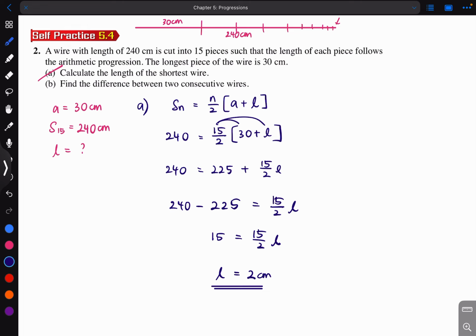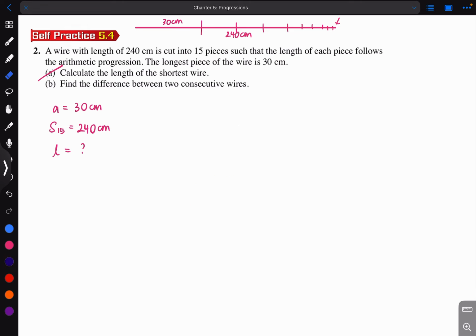Then let's try B. Find the difference between two consecutive wires. So we need to find the d. So we know l is 2 cm, and S15 is 240. Okay, so here we can use the other formula for Sn. The other formula is n over 2 (2a plus (n minus 1)d). Because this formula has d, so we can find d.